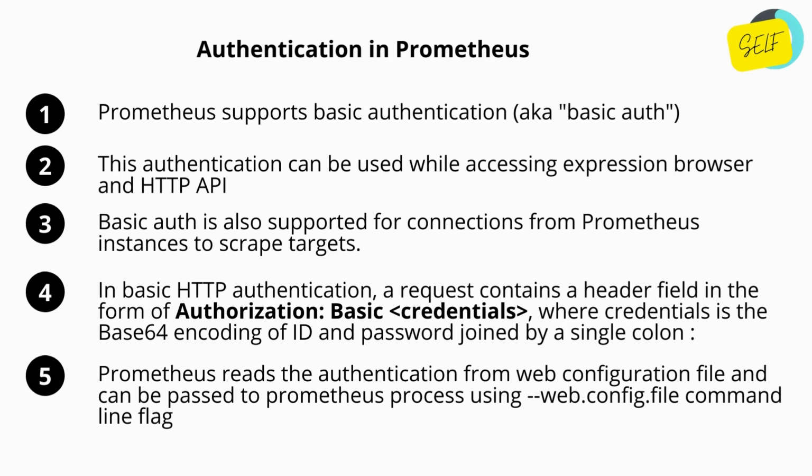Now, fourth is, in basic HTTP authentication, a request contains a header field in the form of Authorization: Basic and then credentials, where credentials is the base64 encoding of ID and password joined by a single colon. So whenever we make a basic HTTP authentication request, a header is passed in the request, and that header is of the form Authorization Basic and then credentials. The credentials part is a base64 encoded combination of ID and password, separated by a colon.